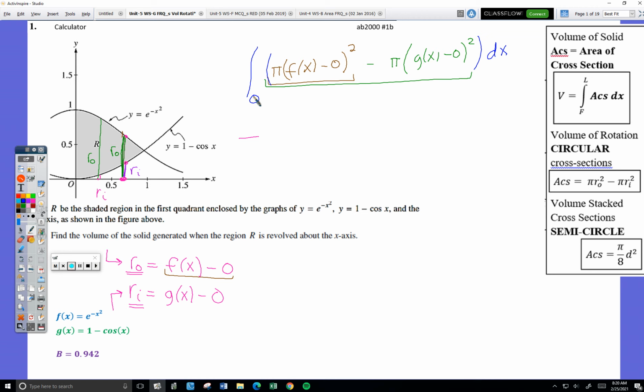I called the intersection B because I don't like using A. That's the answer to the problem. Plug it in your calculator, you're done. Question: Are we supposed to plug it into our calculator? Yeah, this one's a calculator problem. But easy, because just like we practiced with area, you put the f of x in y1, you put the g of x in y2, it goes really fast.